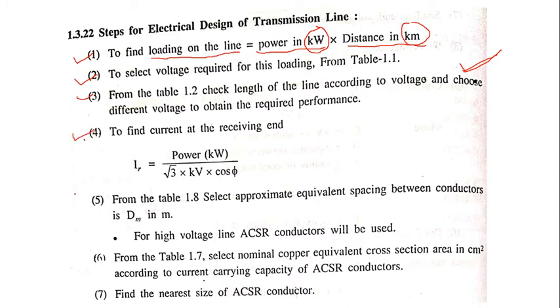Now the fifth step: from table 1.8, select the approximate equivalent spacing between the conductors. We need to select the value of dm in meter. Remember this term: for a high voltage line, an ACSR conductor will be used. For high voltage, the ACSR conductor is normally used.